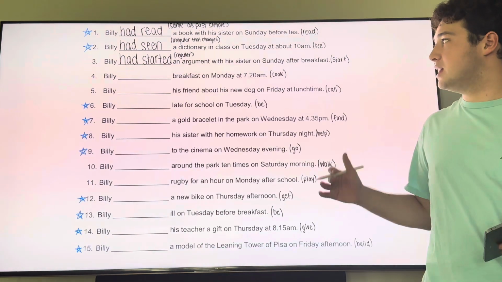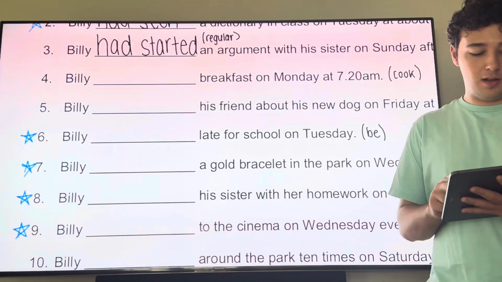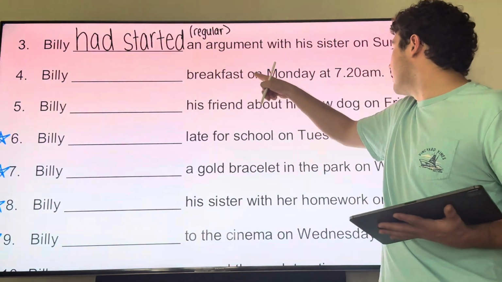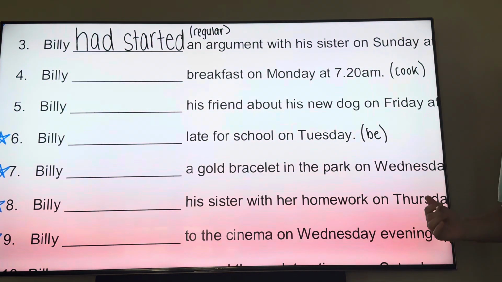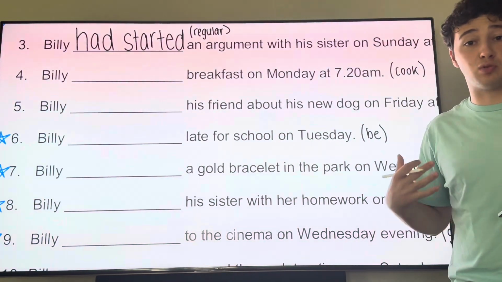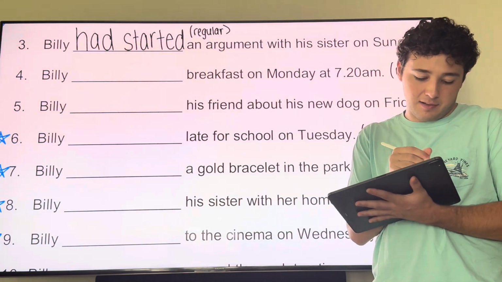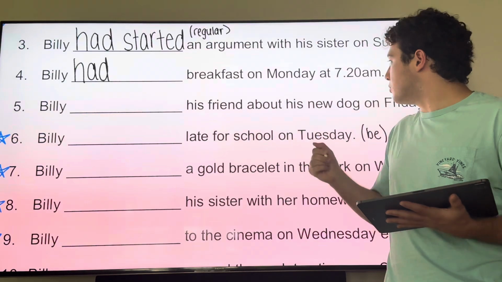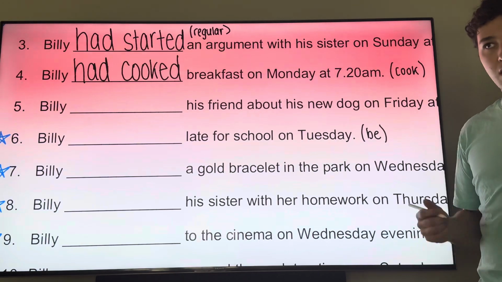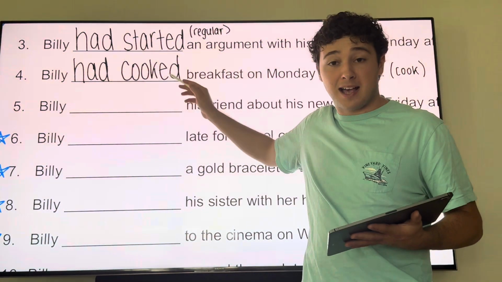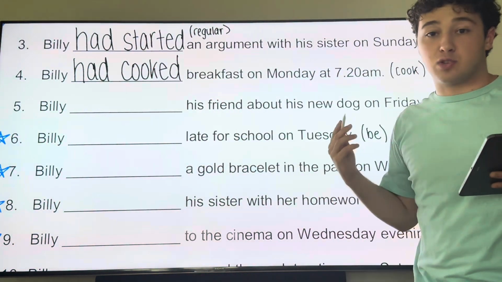Okay, now that you've gone through these, let's correct these all together. So, number 4, Billy blank breakfast on Monday at 7:20. And the verb they give you is cook. So cook is just a regular verb. So just like in 3, it would be had, and then you just take the verb, add ed, and that's it. Why? Because you do had and then the past simple. Had and past simple. And this past simple is just cooked because it's regular.